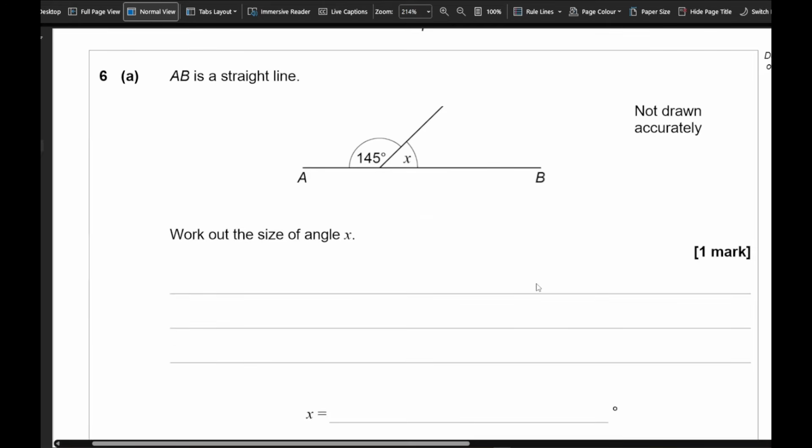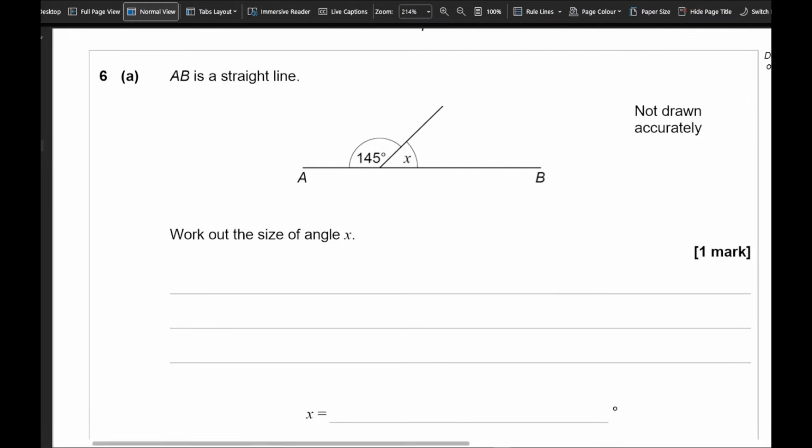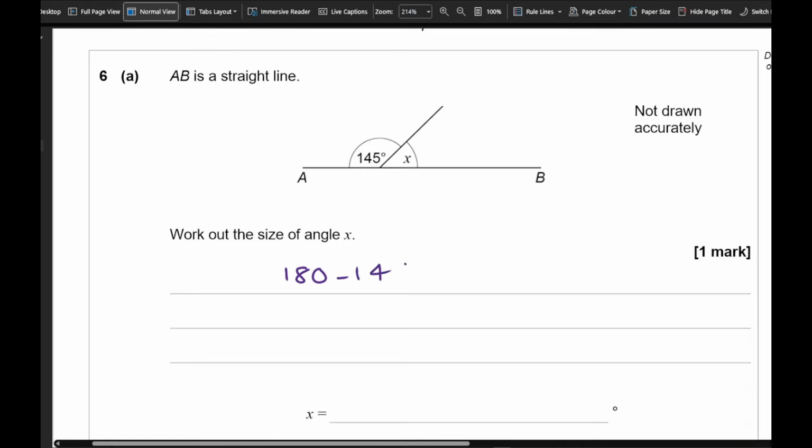Moving on to 6a, it says AB is a straight line, work out the angle x. So angles on a straight line add up to 180, so I've just got to do 180 take away 145, which gives me an answer of 35 degrees.